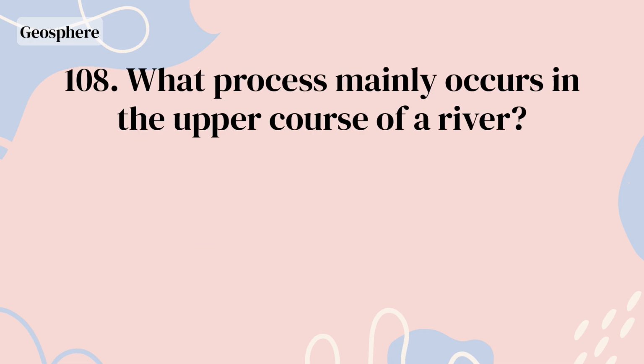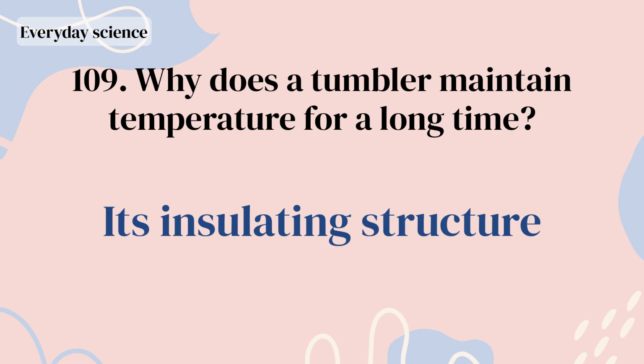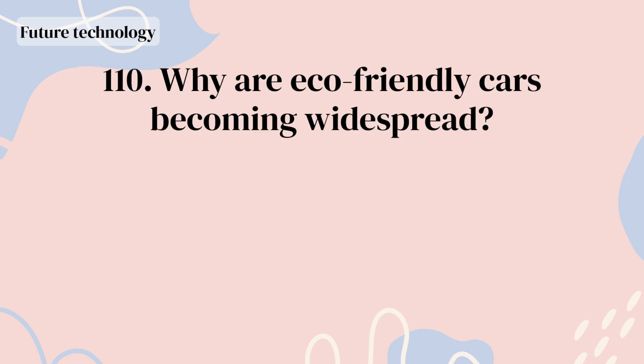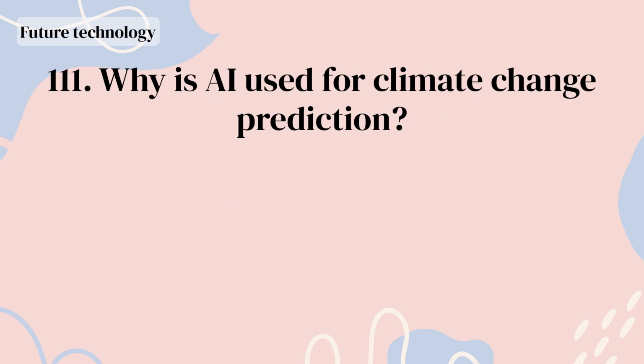Vaporization. Through which structures are digested nutrients distributed throughout the body? Blood vessels. What process mainly occurs in the upper course of a river? Erosion. Why does a tumbler maintain temperature for a long time? Its insulating structure. Why are eco-friendly cars becoming widespread? Because they reduce carbon emissions. Why is AI used for climate change prediction?